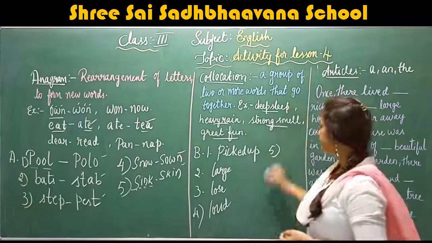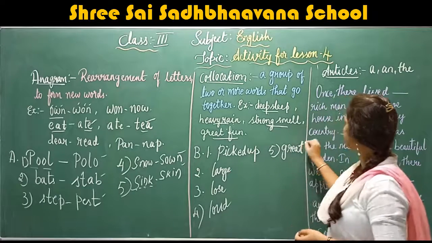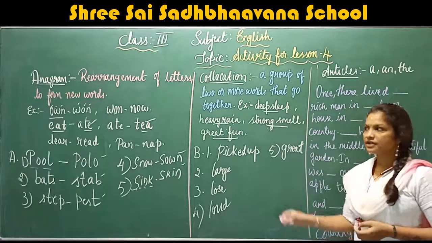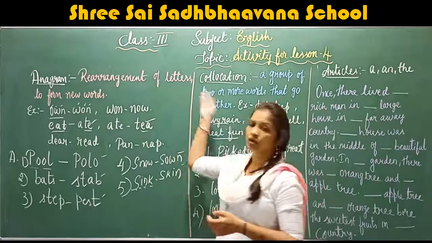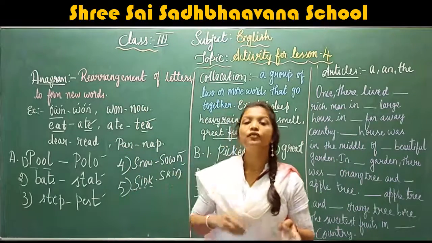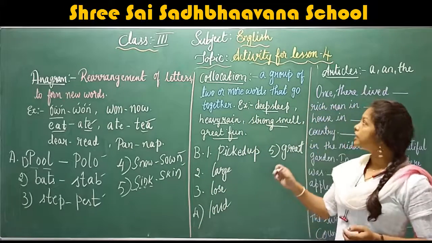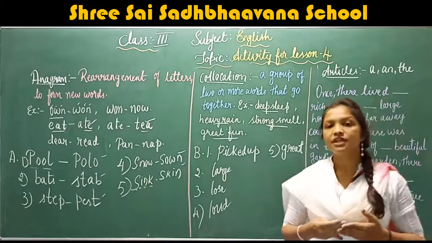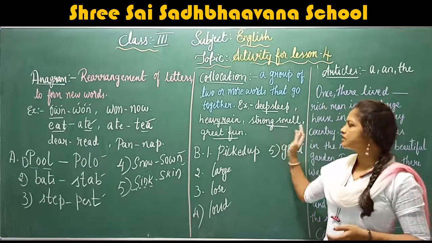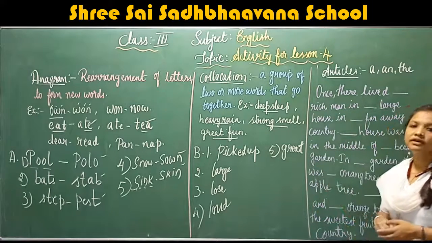The doves were in great difficulty. Did you understand, children, what we mean by anagram and collocation? Anagram means rearrangement of letters to form new words. Okay, now what do you mean by collocation? Collocation means a group of two or more words going together. Okay, for example, see: heavy rain, storm, smells, great fun. Okay, now next, what have they given?